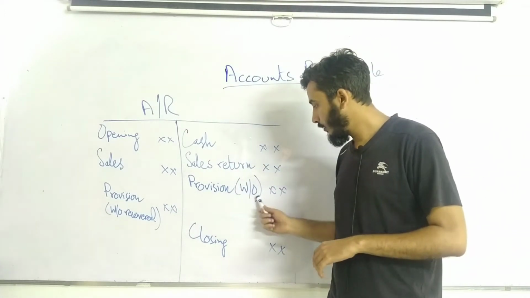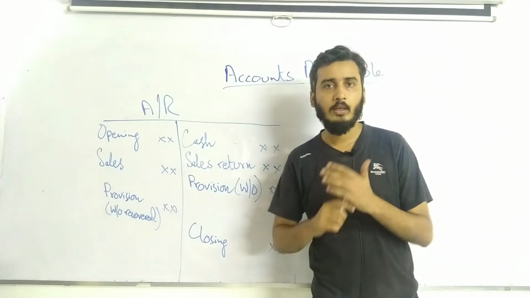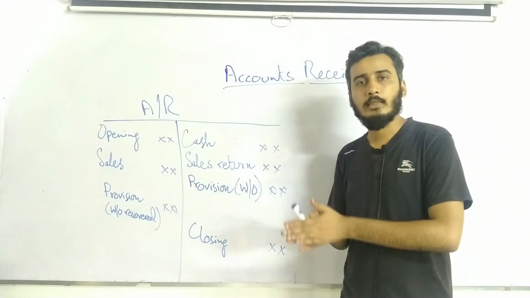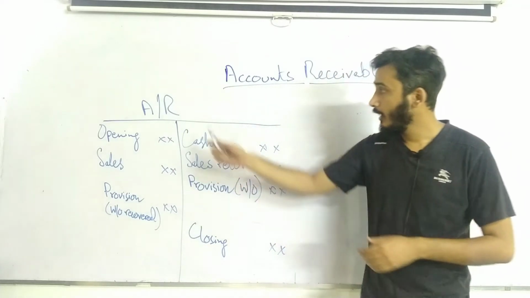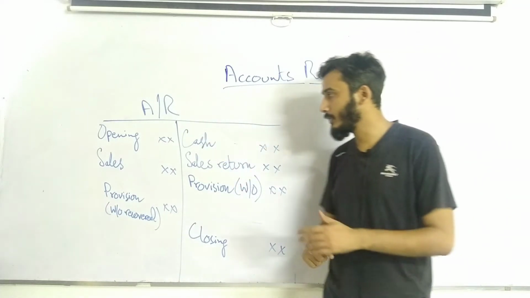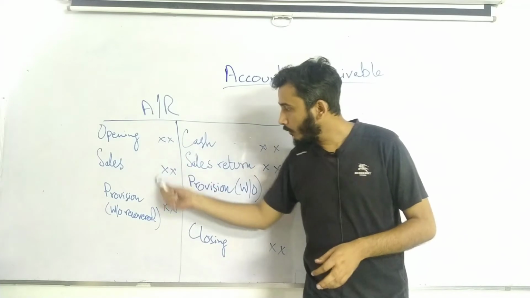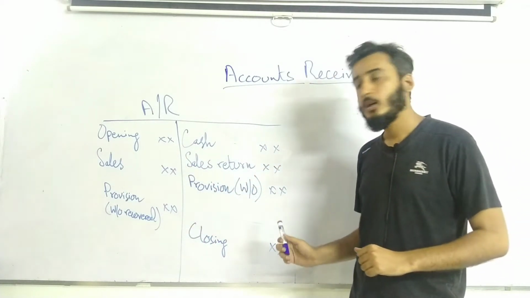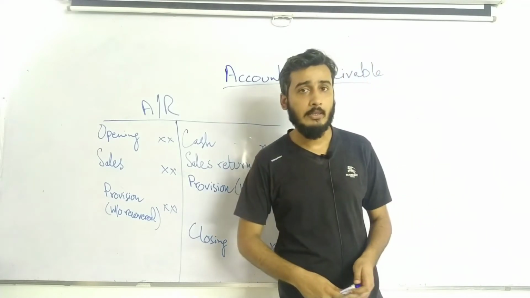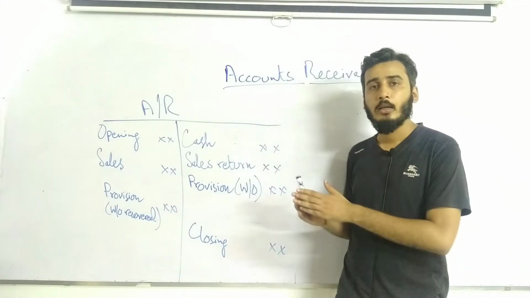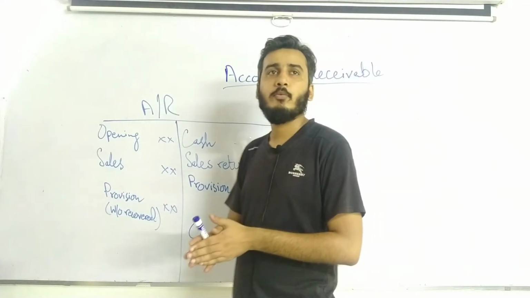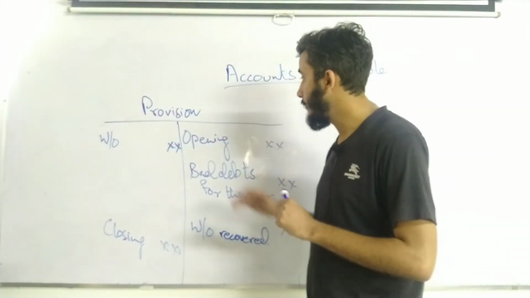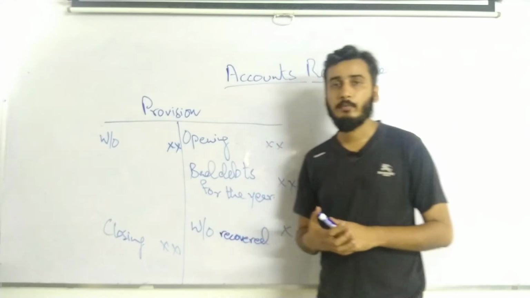Then provision while writing off. While writing off, we pass an entry: provision for doubtful debts debit and account receivable credit. Therefore, we have written it on the credit side. So, while adding up all this and deducting this side, we will get the closing balance. So now, we are moving towards the provision for doubtful debts account.